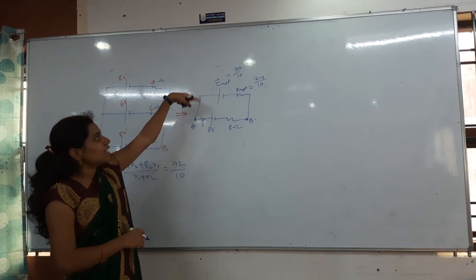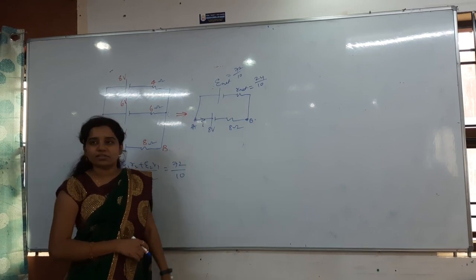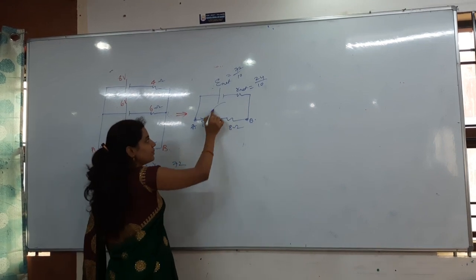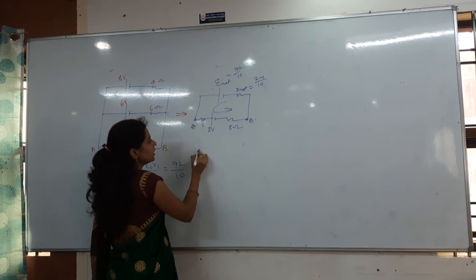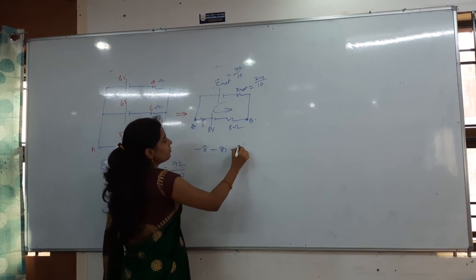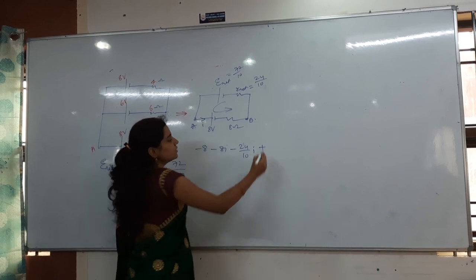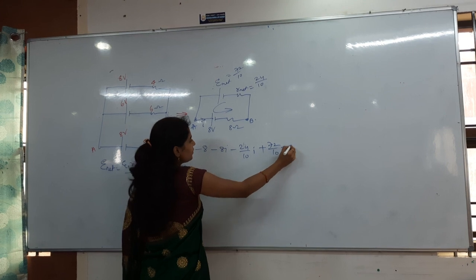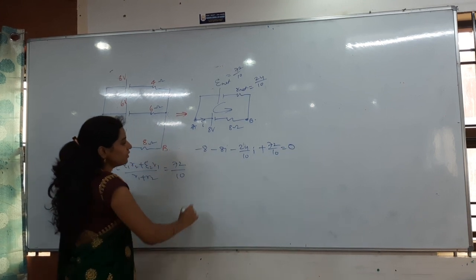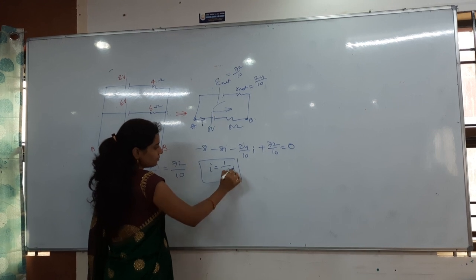8 minus 72 by 10 you will get, and then 8 and then 24 by 10 you will get. So again you can apply the KVL, otherwise what will you get here? Minus 8, and then minus 8i, and then minus 24 by 10 i, and then plus 72 by 10 is equal to 0. What is the value of I you will get? I is equal to 1 by 13. Check that answer.